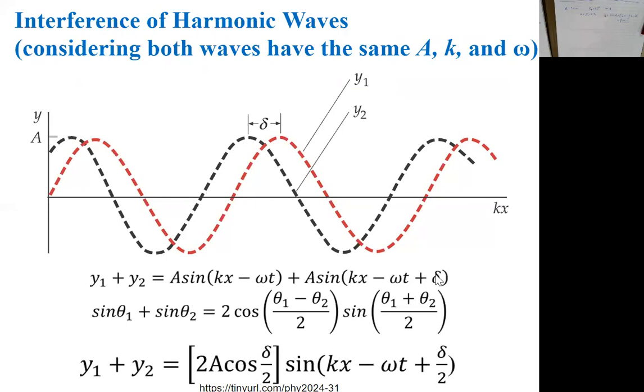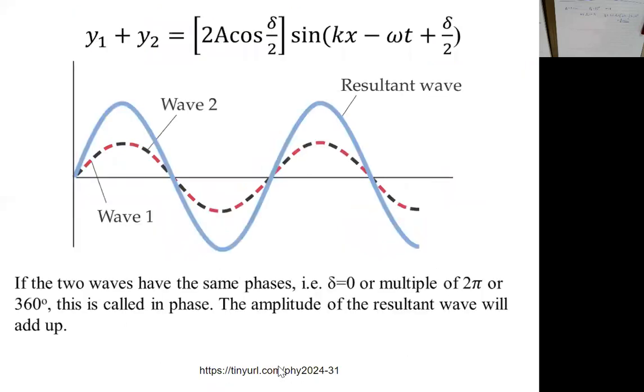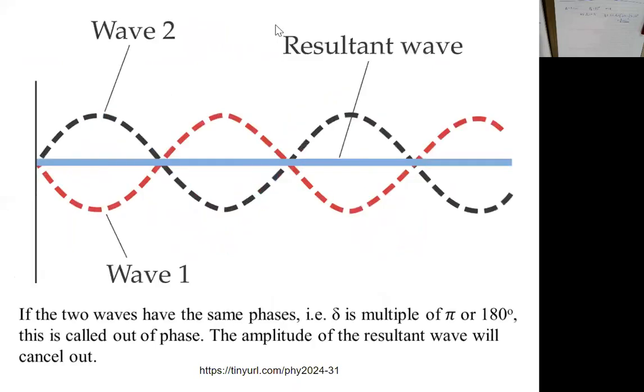So if originally there's already a phase difference, the two will add up and you'll have a sine function with a new amplitude. Depending on that original phase difference, if it's 0, that means there's no difference, so the two will add up, that means constructive interference. If the two have an original phase difference of pi or 180 degrees, then they will cancel out, that means destructive interference.